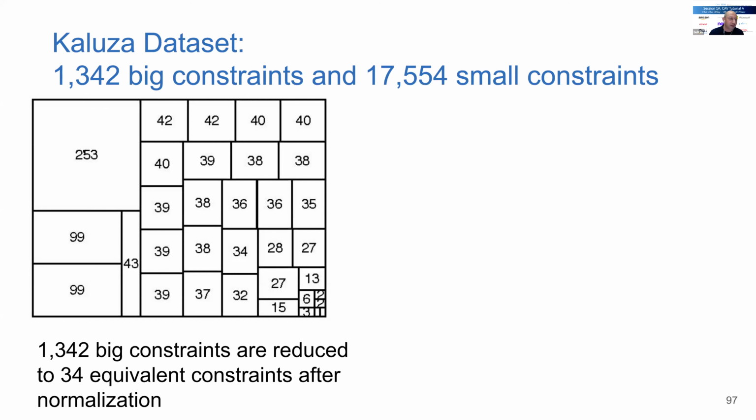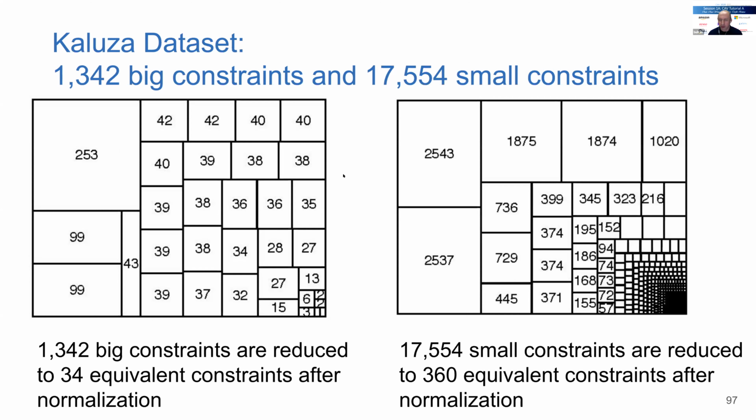There's one of, we can map that to one constraint. So we can cover all these 1,300 constraints by actually solving 34 constraints, okay? So there are a lot of equivalent constraints. For the 17,000 small constraints, there are actually 360 equivalent constraints, so you just have to solve 360. So if you do caching, you only solve once, and you will get, for example, in this case, 2,500 equivalent constraints. So this is very helpful, improves the performance a lot.